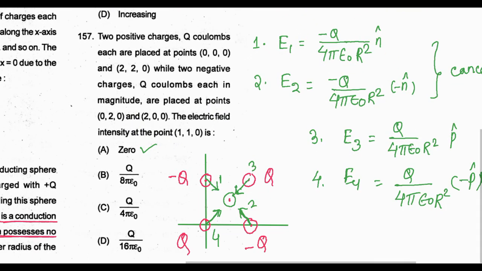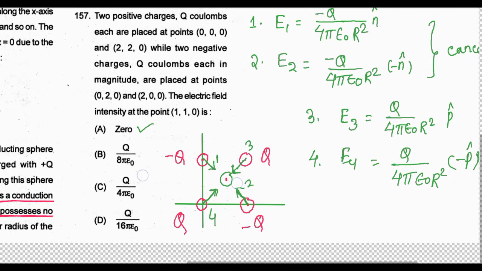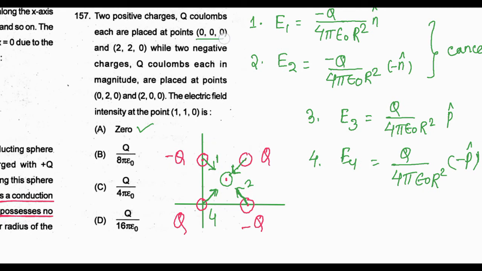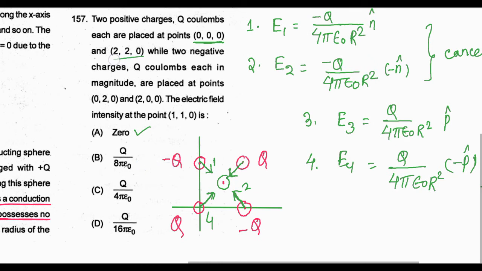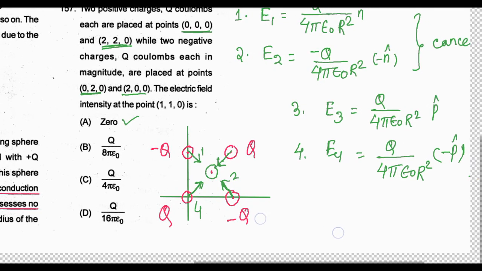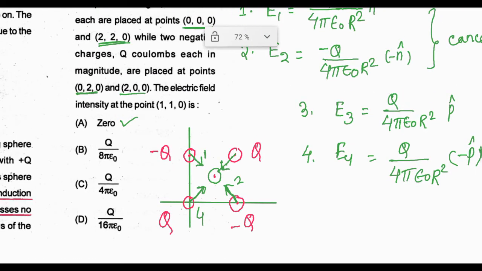So here the coordinates are given. One is 0, 0, 0, that means the origin, 2, 2, 0, that means in the xy plane also, and this also 0, 2, 0 and 2, 0, 0. That means all the points are given in the xy plane. The z coordinate is not involved because all the z coordinates are 0. So we will consider only the xy plane.